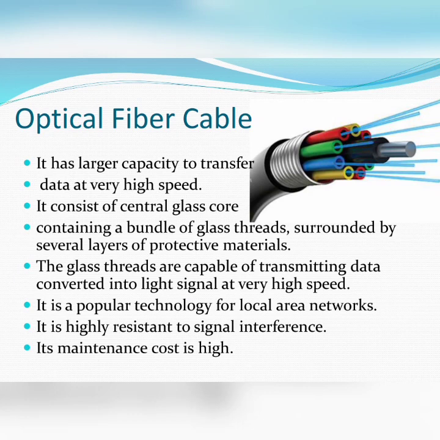Now come to the third category of wired network, that is optical fiber cable. It has larger capacity to transfer data at very high speed. It consists of a central glass core containing a bundle of glass threads surrounded by several layers of protective material. The glass threads are capable of transmitting data converted into light signals at a very high speed. It is a popular technology for local area networks. It is highly resistant to signal interference. Its maintenance cost is high.